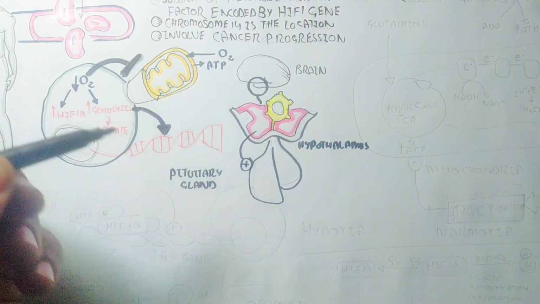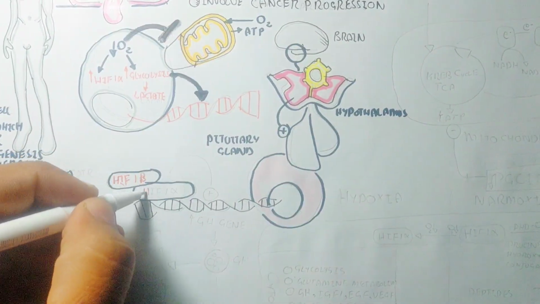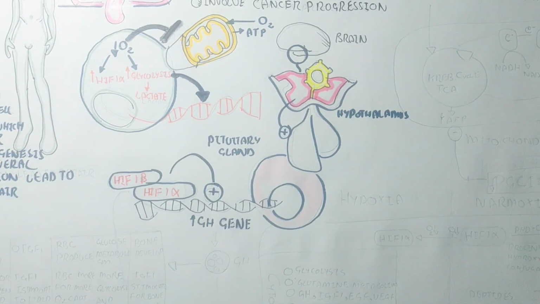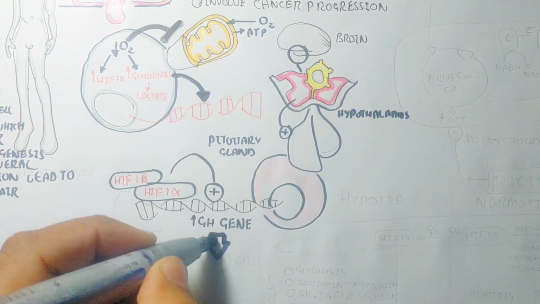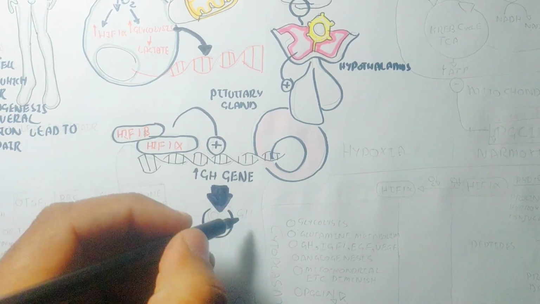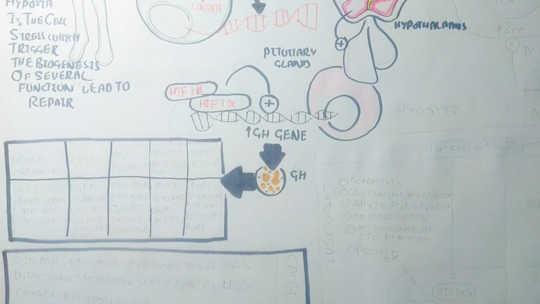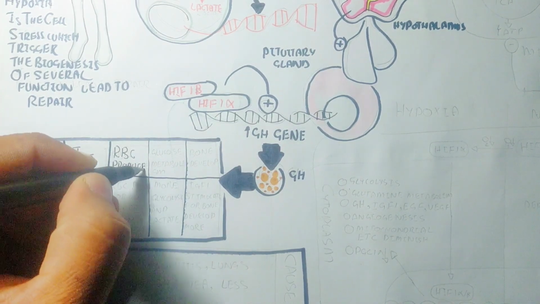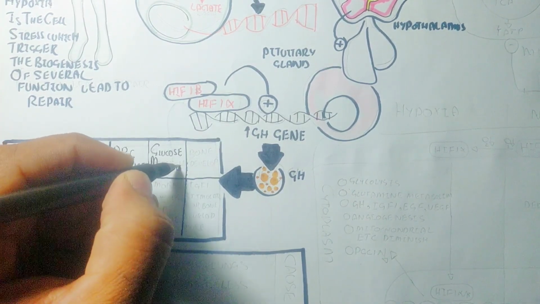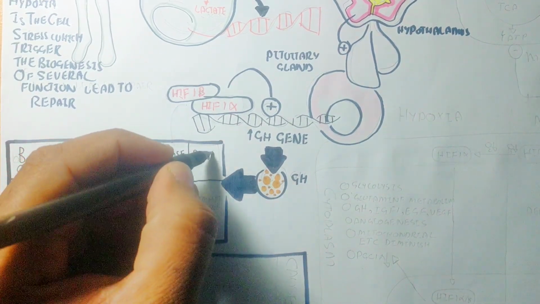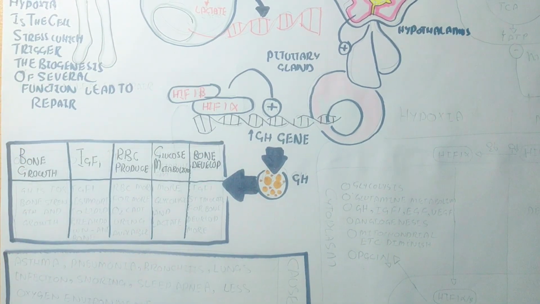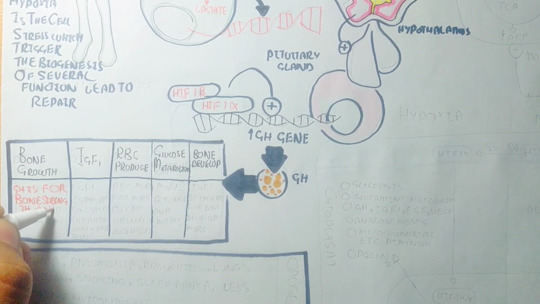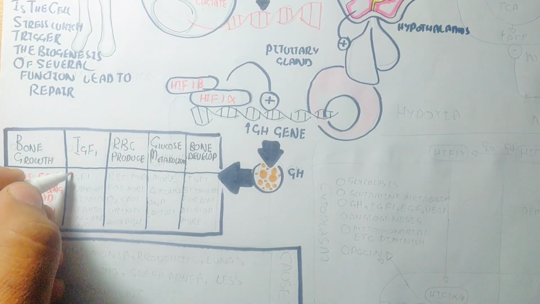And in this, the hypothalamus also triggers the anterior pituitary gland to activate and also bind with HIF1 alpha and beta to activate the growth hormone gene. The growth hormone will increase due to the hypoxia in the pituitary gland. Growth hormone will target bone growth, IGF-1, and RBC production for the stress response, and more RBCs will be produced, and next the hemoglobin will increase for trapping the oxygen.